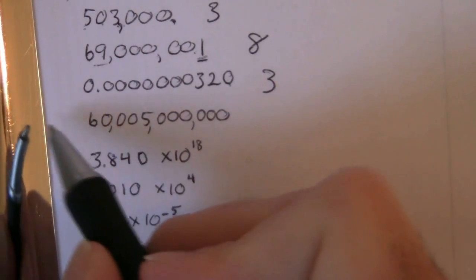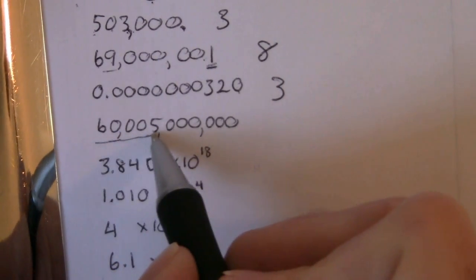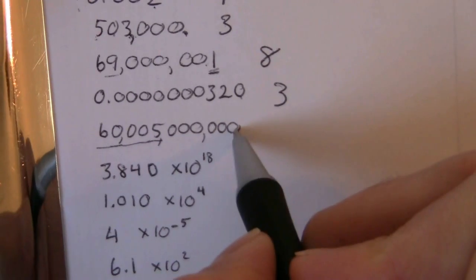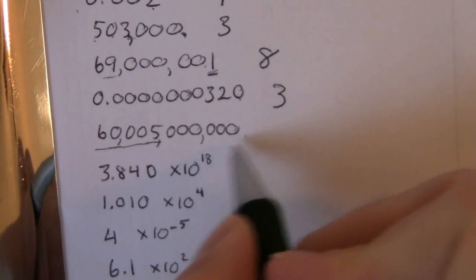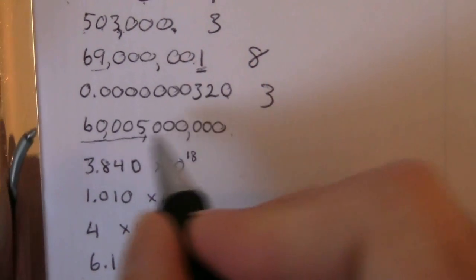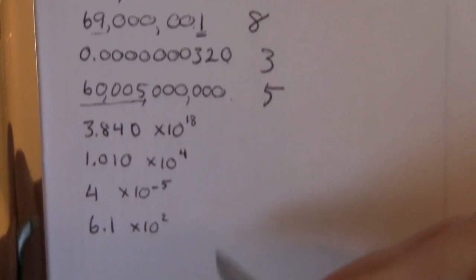With this number, we have no leading zeros. We have a few that are sandwiched. These ones are significant. And then we have some trailing zeros. These trailing zeros are before the decimal place, and so those are not significant. And we have just 5 significant figures.